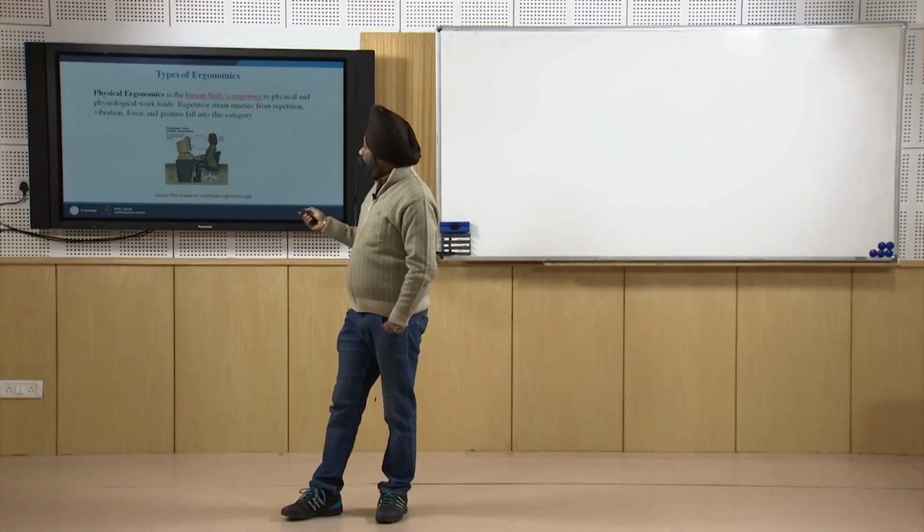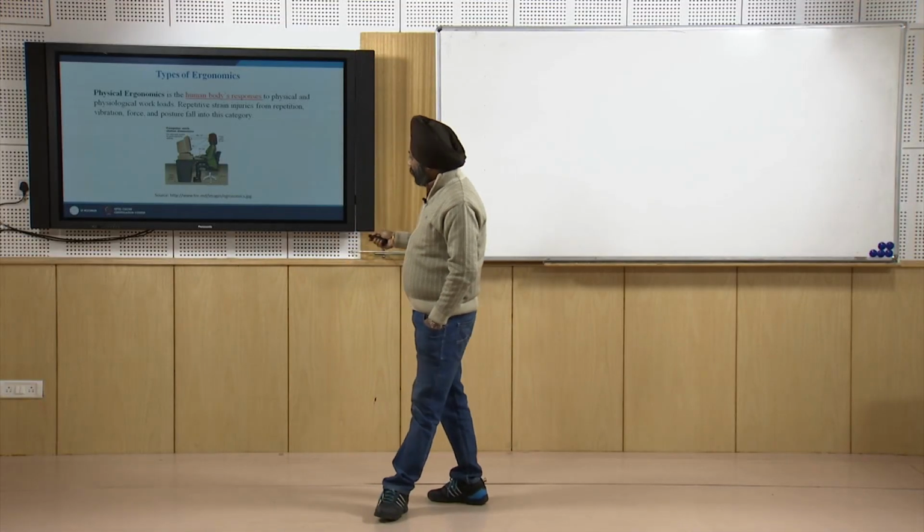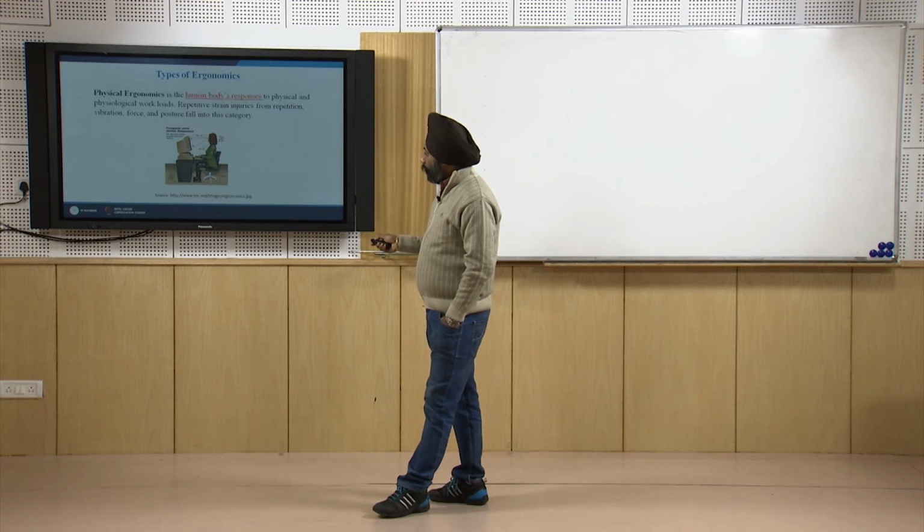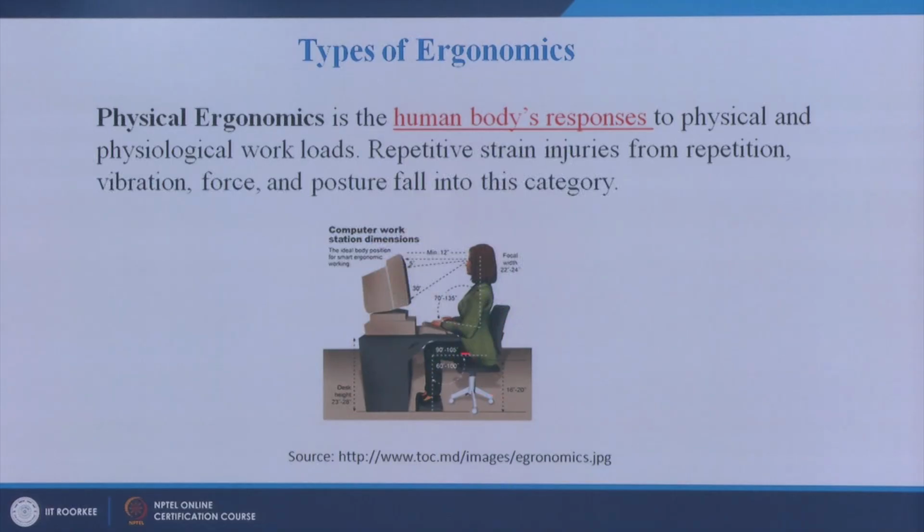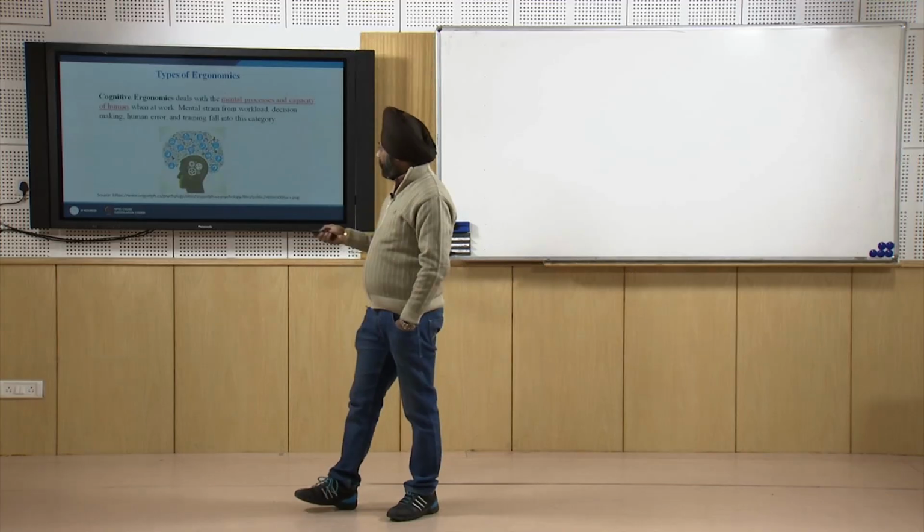So physical ergonomics involves the design of the system. You can see there is a footrest here, and a chair with caster wheels. It is a rotating chair. All these parameters can be taken into account in the physical ergonomic aspects.